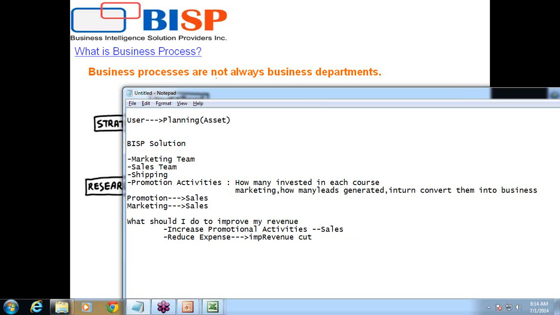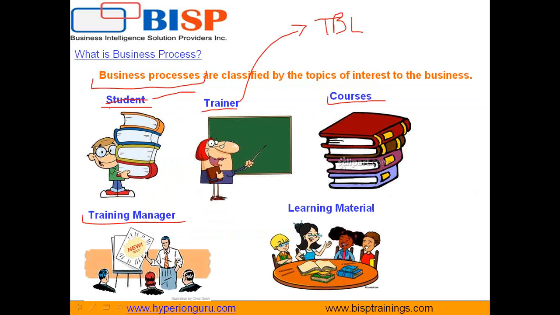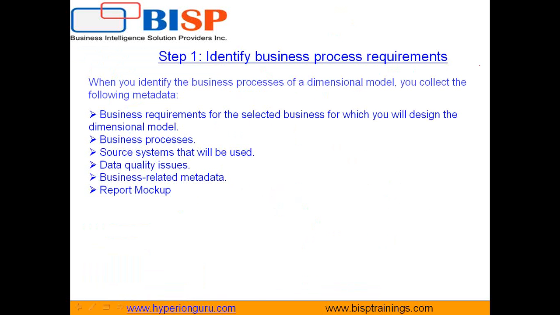So all these activities are interrelated. When you design a BI solution, if you are a developer, you will think in terms of tables, right? These are tables or entities or dimensions: student, trainer, course, learning material. These are tables, and you need to define joins between them. You must have heard of inner join, equi join, left outer join. So the origination starts from here. Next, identify business process requirements. When you identify business processes for a dimension model, you collect the following metadata. The most important element of any design process is metadata.